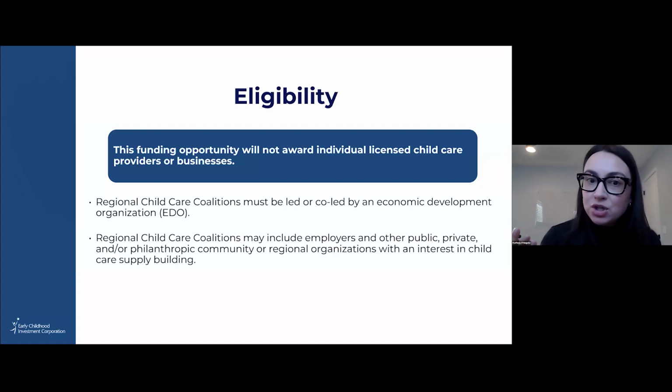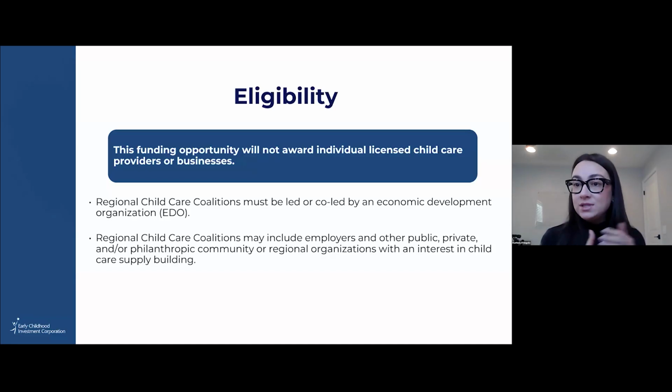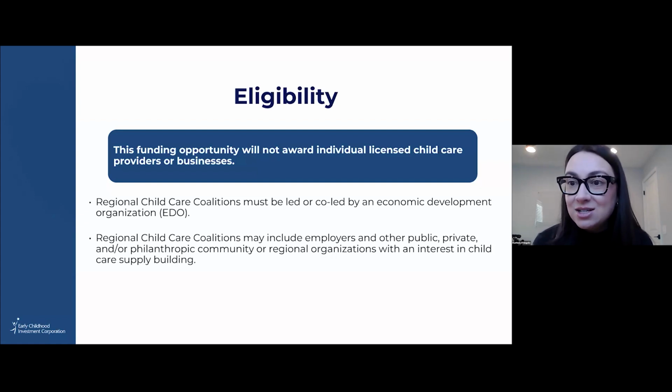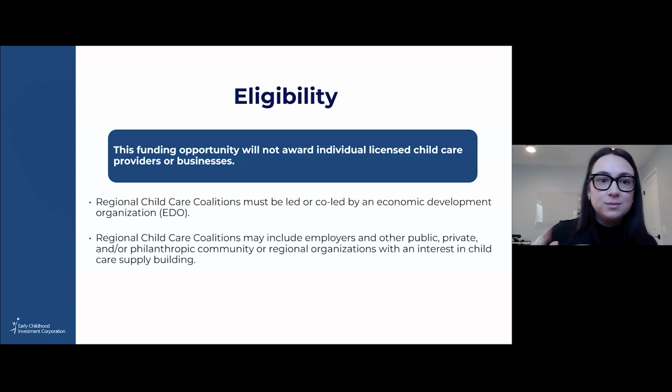The importance of membership is to inform the coalition work by providing the perspective of a childcare business in their region. So if you are a childcare provider or business who would like to be involved in the regional coalition work, please check back to ECIC's website in March, where the leads of each region will be announced and contact information will be shared. And you can, of course, reach out to join as a member then. You're also welcome to listen today to learn more about the project.